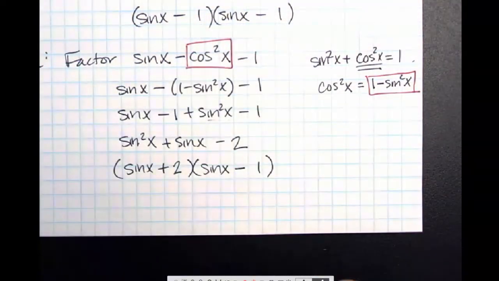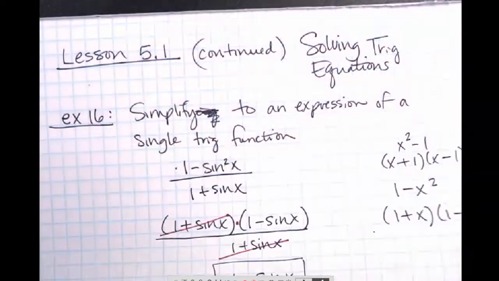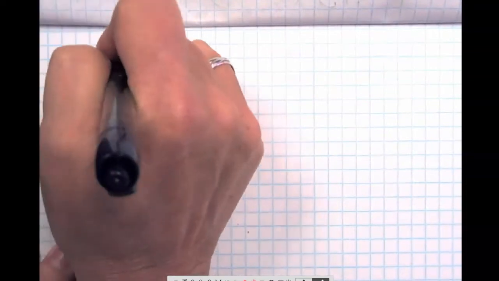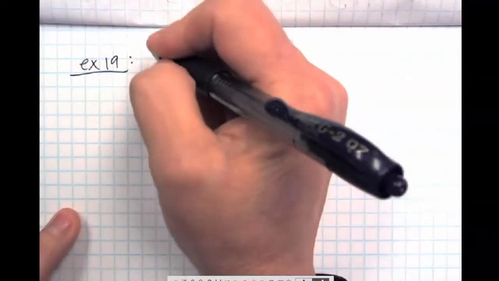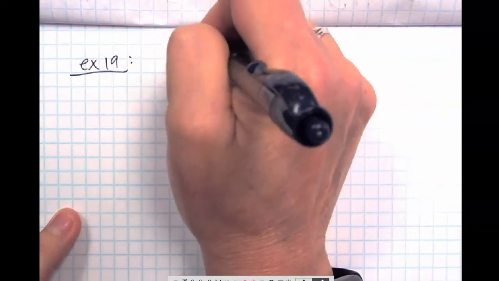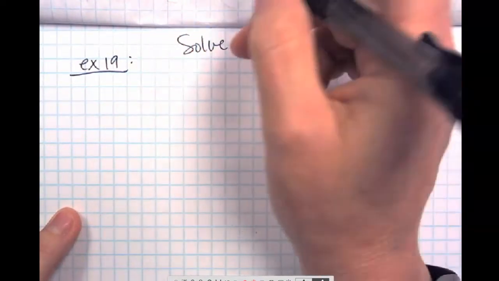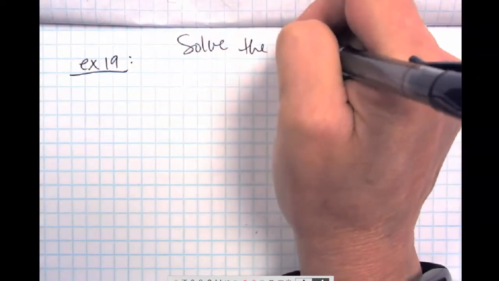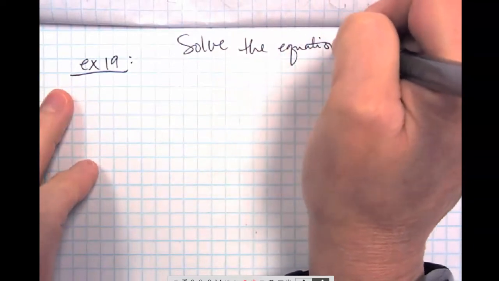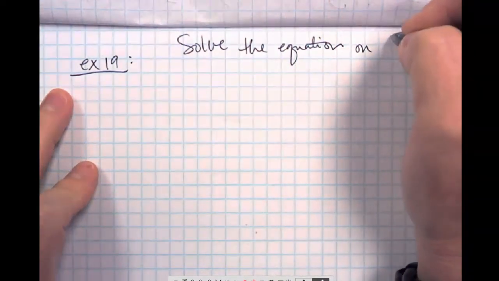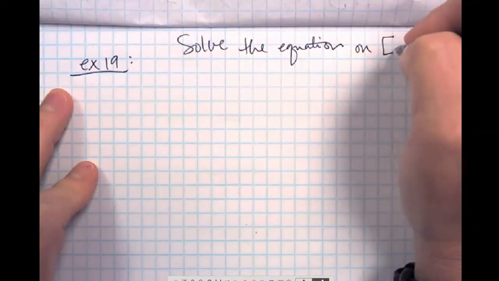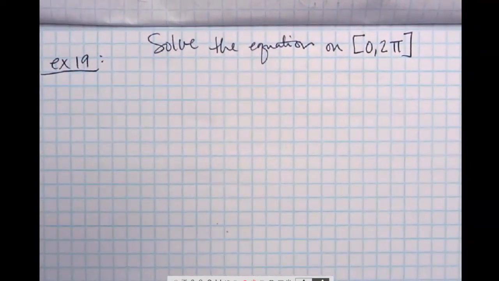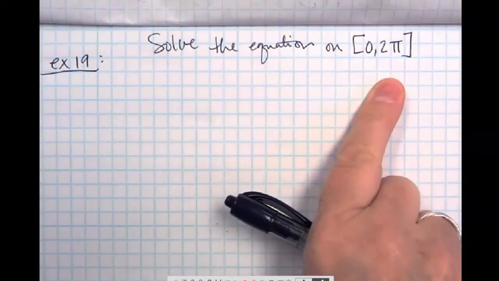Okay, let's solve some equations. All right, example 19. Solve the equation, and this goes for all of these next few examples that I'm doing. Solve the equation on the interval 0 to 2 pi. Okay. What does that mean? On the interval 0 to 2 pi.